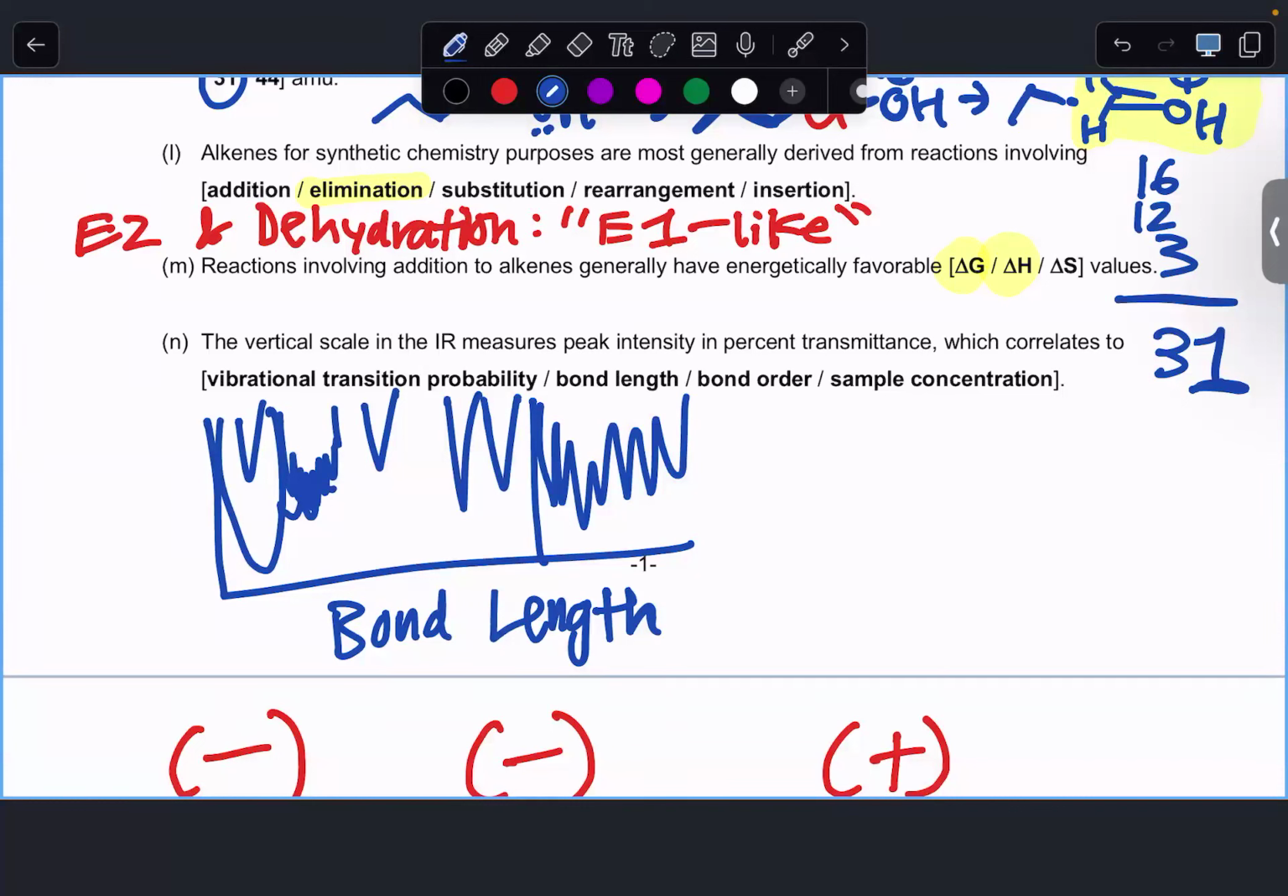Single bonds are longer, which is why they're towards the right, because they have the longer bond length, right? You can think of that as bond order as well, where bond order and bond length are inversely related, because a single bond has a bond order of 1, a double bond has a bond order of 2, and a triple bond has a bond order of 3. So the higher the bond order, the lower the bond length. They're inversely related.